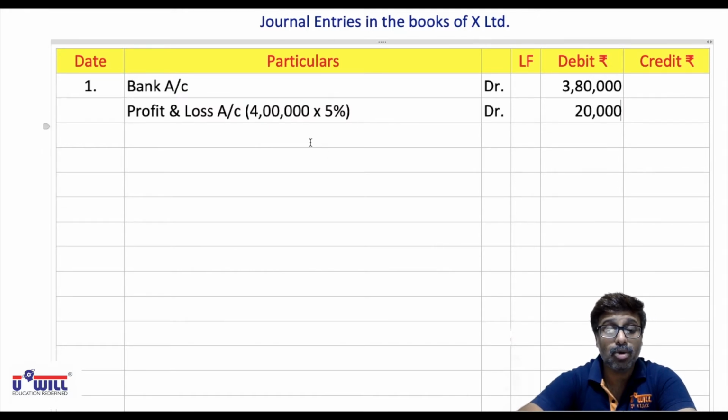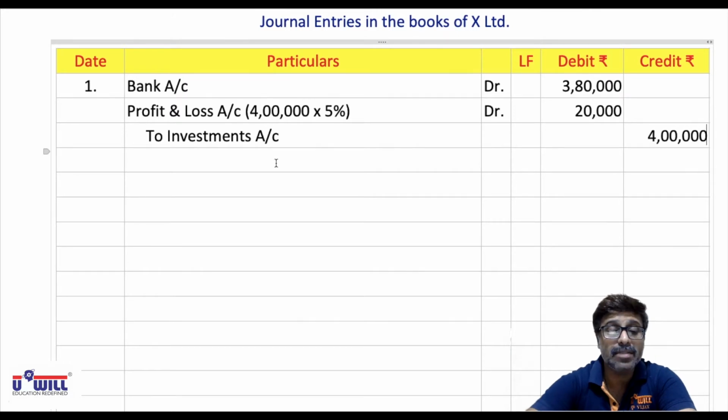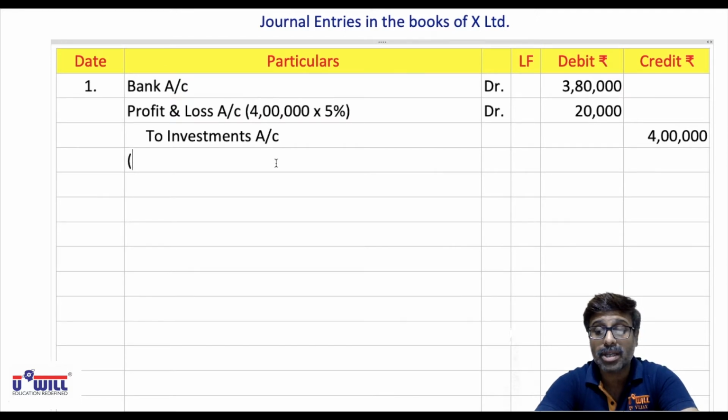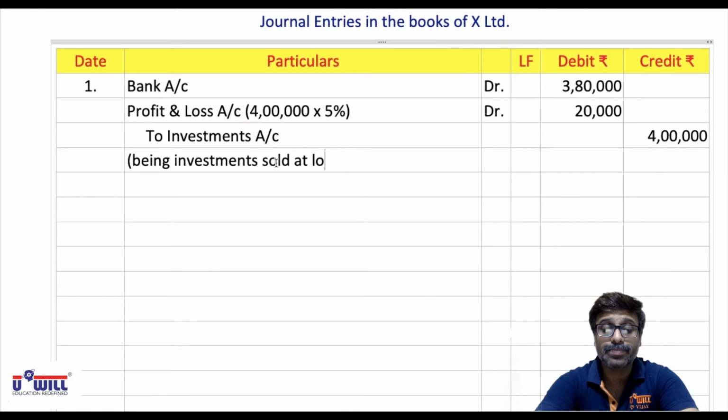And investment goes out, so credit what goes out. So to investments account, total amount 4 lakhs. Okay. The first entry, as we discussed, is going to remain the same. There is a loss so it will get debited. Bank account debit 3 lakh 80,000, profit and loss account debit 20,000, to investments account 4 lakhs. Being investments sold at loss.